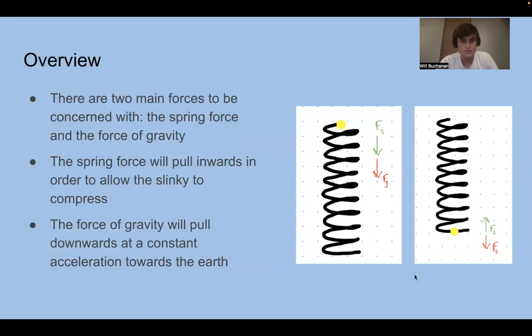There are two main forces concerned with the slinky here: the spring force and the gravity force. When you consider the top of the slinky, the spring force is pulling inward towards the center of the slinky, and the gravity force is also pulling downwards. However, at the bottom of the slinky, the spring force is pulling upwards and the gravity force is pulling downwards. These two forces offsetting each other is what causes the bottom of the slinky to seemingly not move at all after the slinky is released.